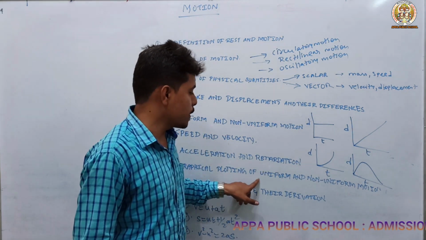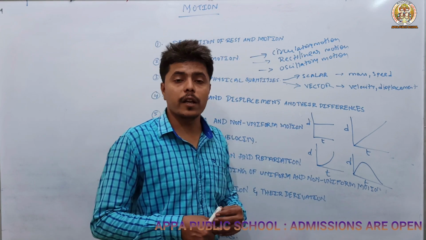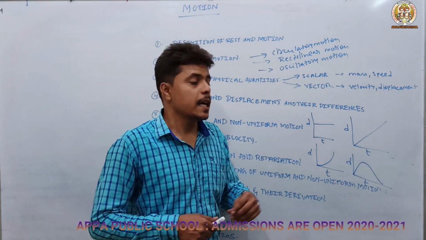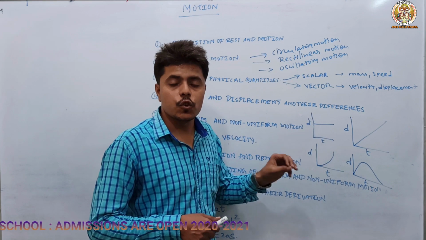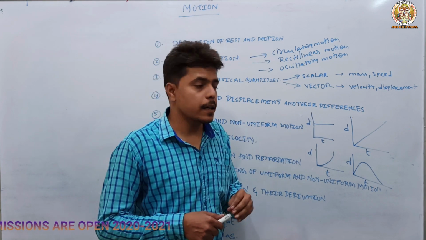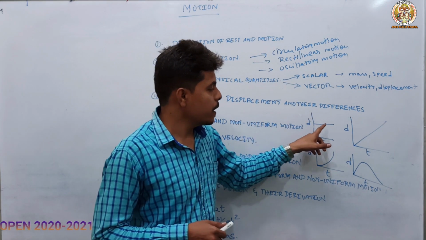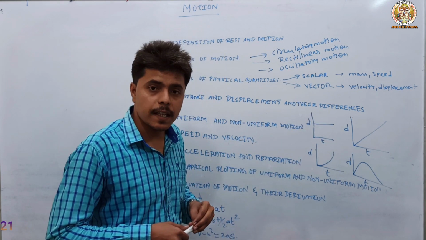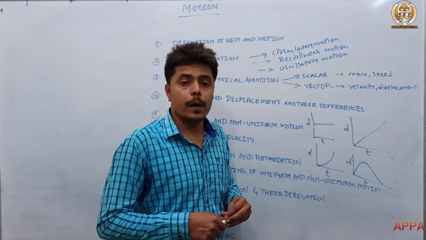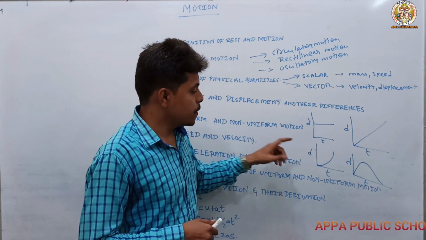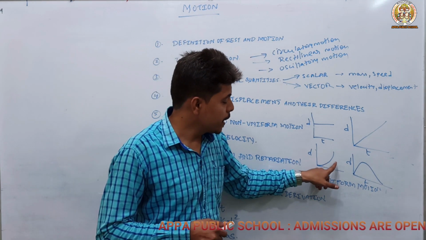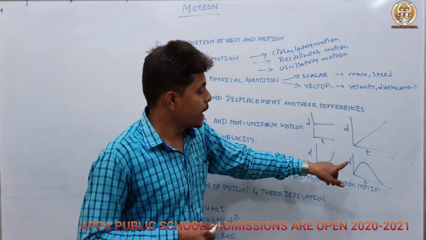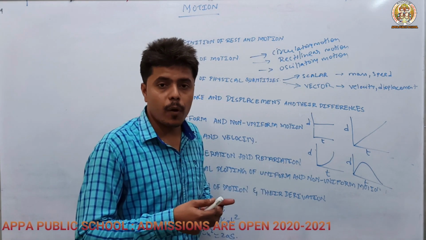So we are in the topic graphical plotting of uniform and non-uniform motion. Here you can see the distance-time graph. A straight line shows that the body is at rest, and then here the body is covering equal distance in equal interval of time. This graph is increasing non-uniform motion, and this is decreasing non-uniform motion.